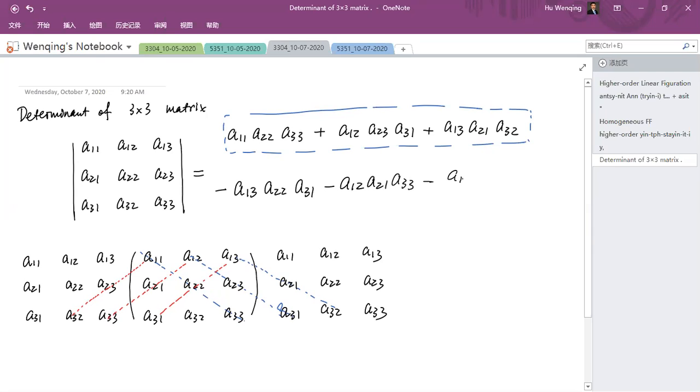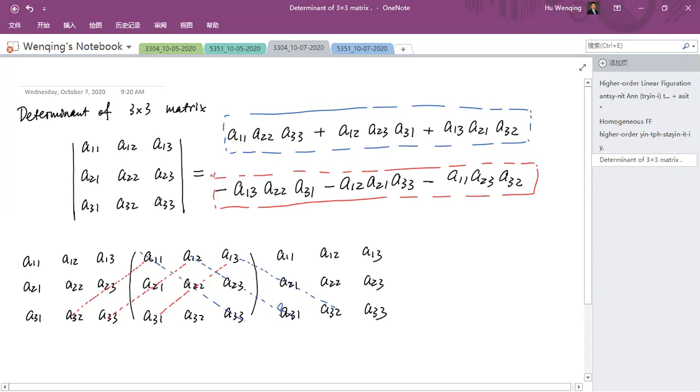and minus the A11, A23, and A32. So all these terms are accompanied with the negative sign. So that's going to be how you are going to look at this whole problem.